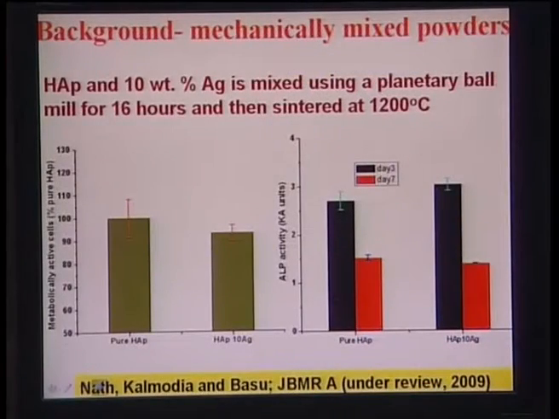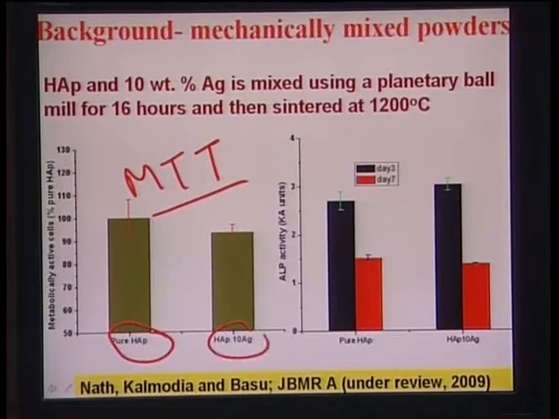Now we have done some initial study on the cytocompatibility, or the cell fate processes. First, we have done the MTT test. As you know, the MTT test is largely used for assessing cell viability. Here we have tested pure hydroxyapatite and hydroxyapatite with 10% silver. What you notice is that their error bars slightly overlap with each other.